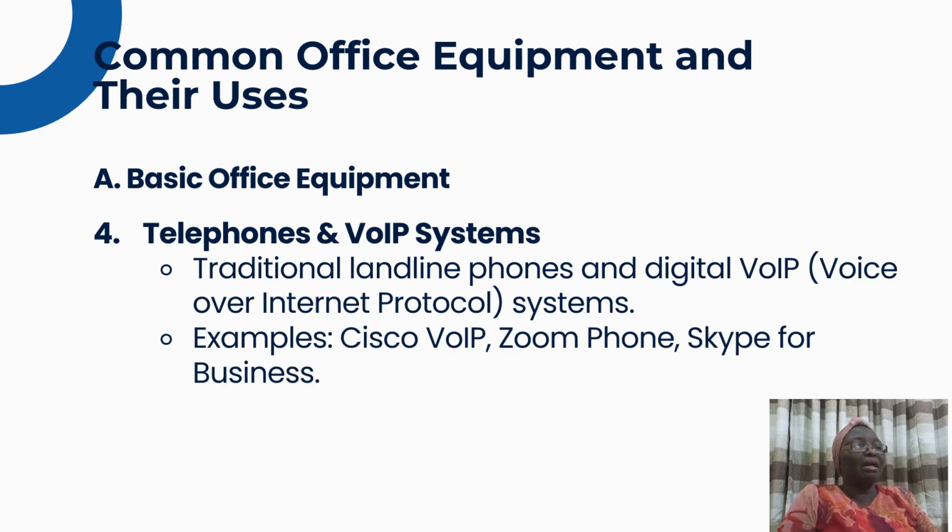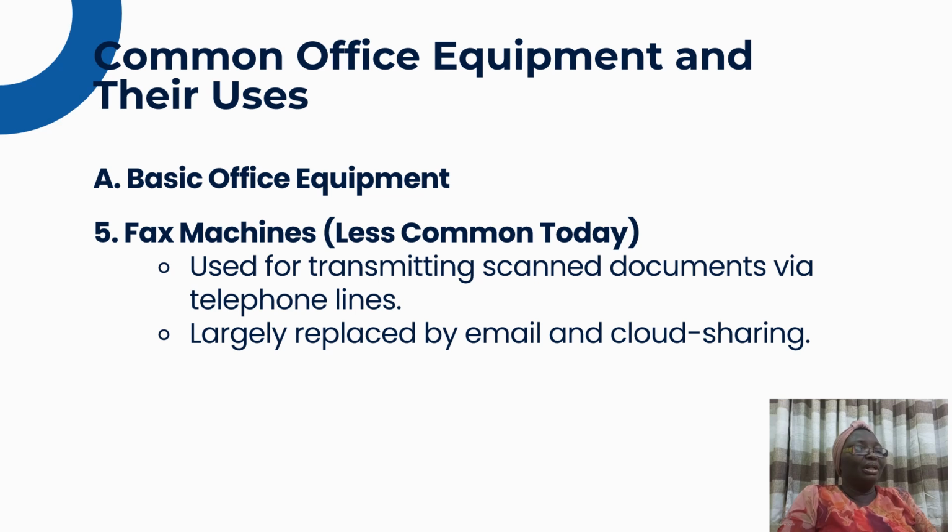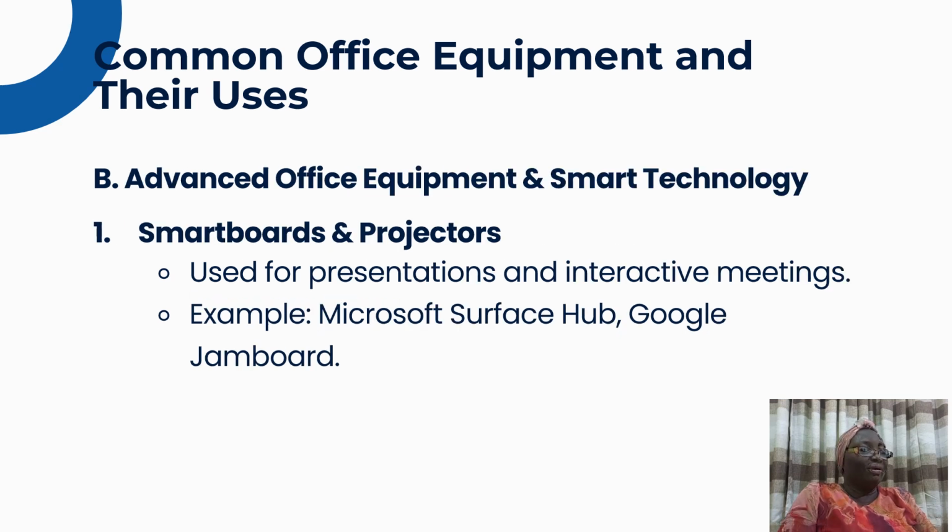The basic office equipment also includes telephones and VoIP systems in terms of the traditional landline. Some people still make use of it, notwithstanding, but in a modernized way. We have so many examples there. You can see it. Then we have the fax machine. It is no longer in use like before, when people made use of it numerously.